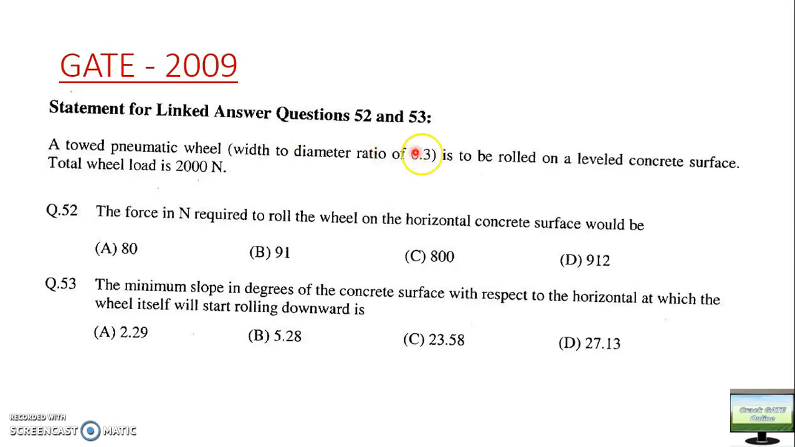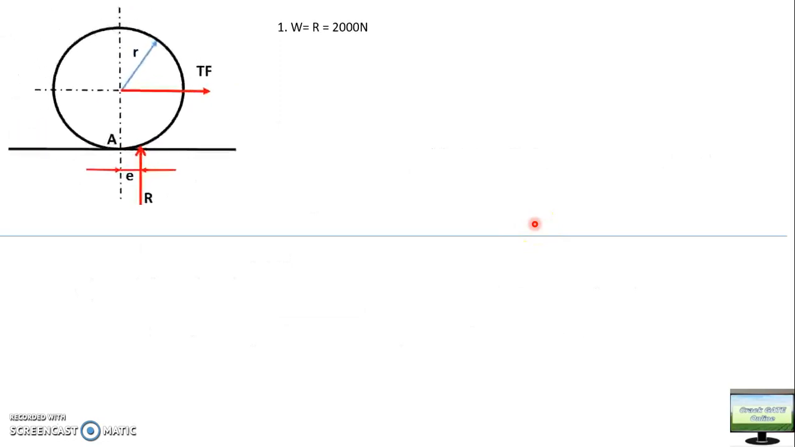So this is useless data they have given in the question. They will always give you useless data, so you don't need to worry about that. For the first question, the wheel will be on a horizontal surface, so this is a towed wheel. This will be the figure for a towed wheel. They have given a load of 2000 newton.